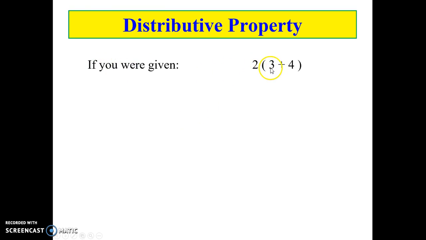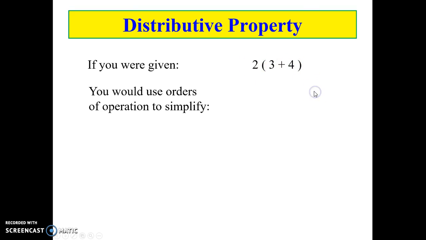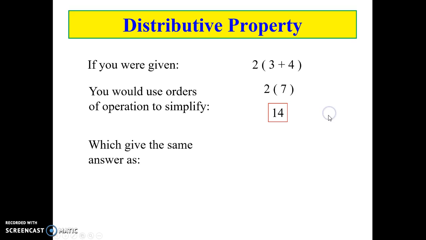I've got 2 times the quantity of 3 plus 4. Well, if you're going to do order of operations, you're going to simplify what's inside the parentheses first. So 3 plus 4 is 7. And then you will do your multiplication and you get 14. All right?